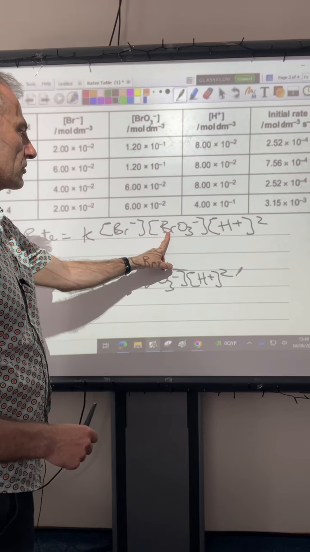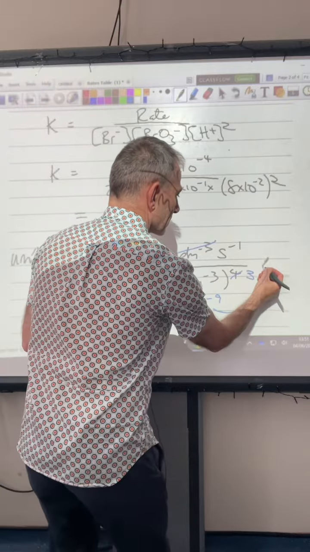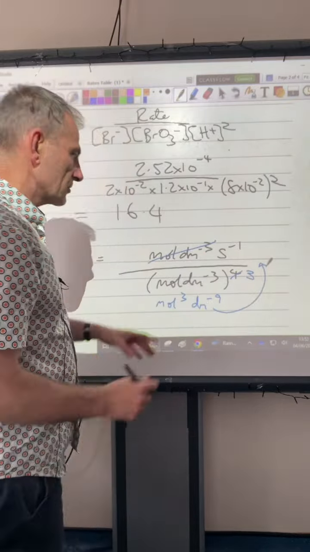So we can cancel that moles per decimeter cubed out with 1 on the bottom, so that becomes moles per decimeter cubed on the bottom. So when you expand that bracket, the moles per decimeter cubed becomes mol to the 3 dm to the minus 9. And all I need to do now is basically take that up to there. So everything's on the top line, and we just change the sign in front of the powers. So there's the units there, mol to the minus 3, dm to the 9 seconds to the minus 1.